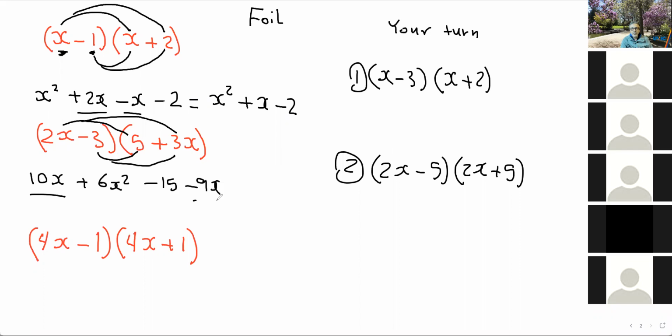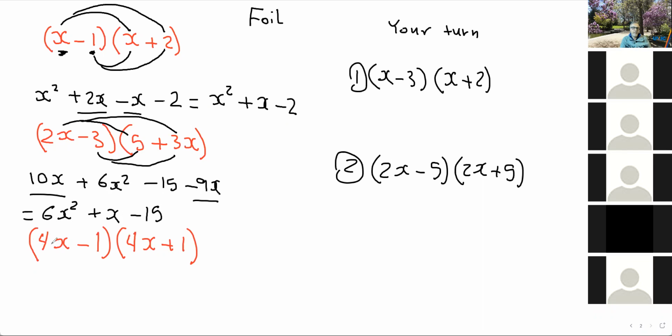These are like terms. So what I'm going to get, I'm going to write this first, just because of degree order, or from going from highest degree to lowest degree. And then 10x minus 9x is just plus 1x. So we just write x. And then we have the minus 15.